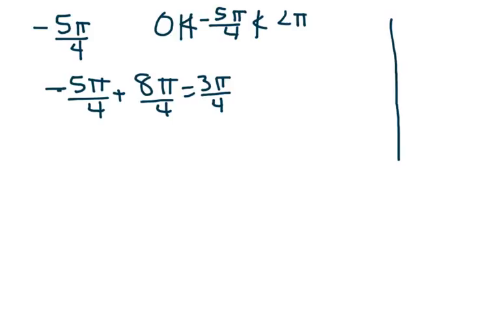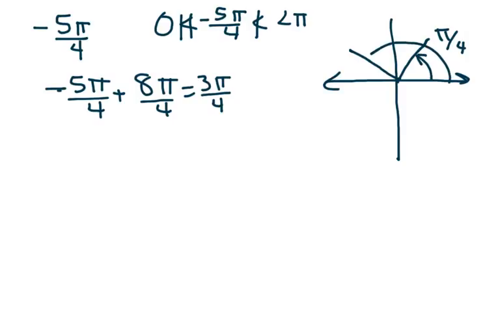It's kind of easy to remember your 45-degree angles. This one is pi over 4. This one's 3 pi over 4. The next one would be 5 pi over 4, and then 7 pi over 4. So we want the 3 pi over 4 one. And that's 45 degrees. I bring this down.